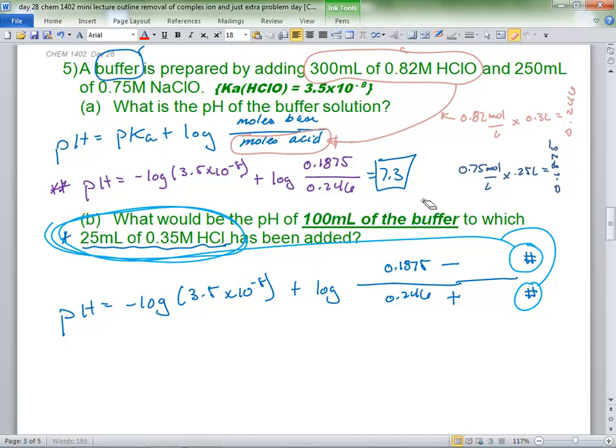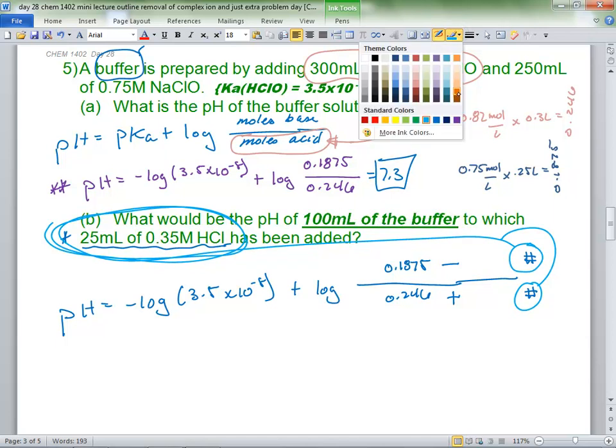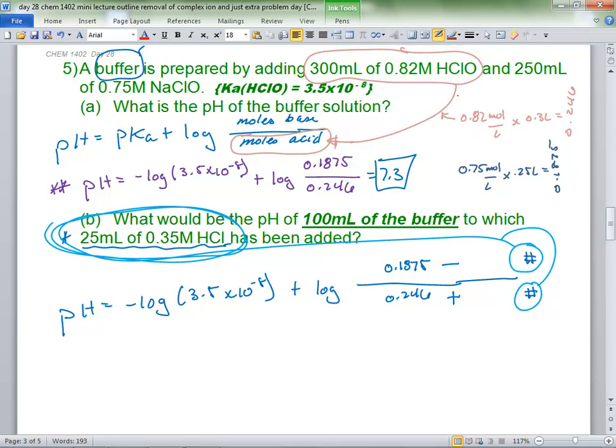Now let's pretend that they added it to exactly half of the buffer. They divided the buffer up into 2. They added the HCl to exactly half the buffer. What fraction would you put in front of these moles of acid and base? 1/2, right? But it's not 1/2. What is the fraction? 100 divided by? 550. Yeah, divided by 550, because the whole volume is 550, and then we took 100 of it. So 100 divided by 550.